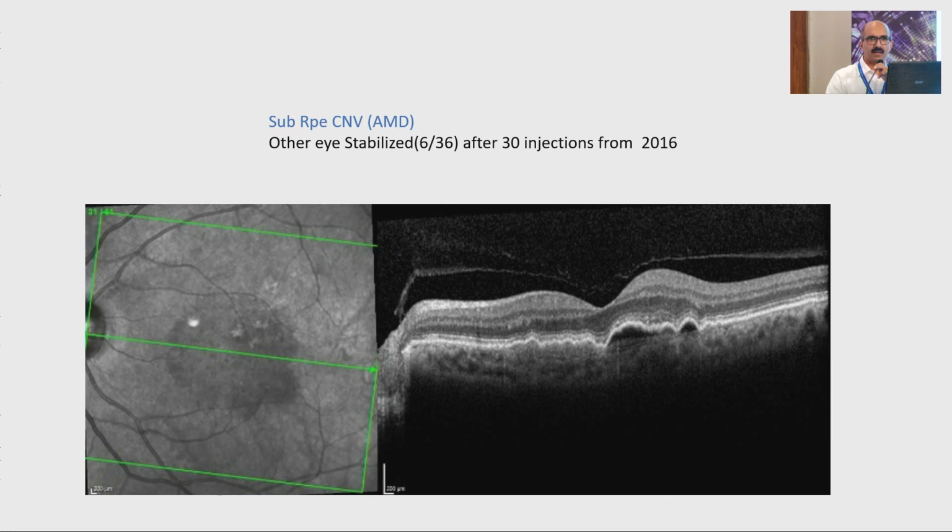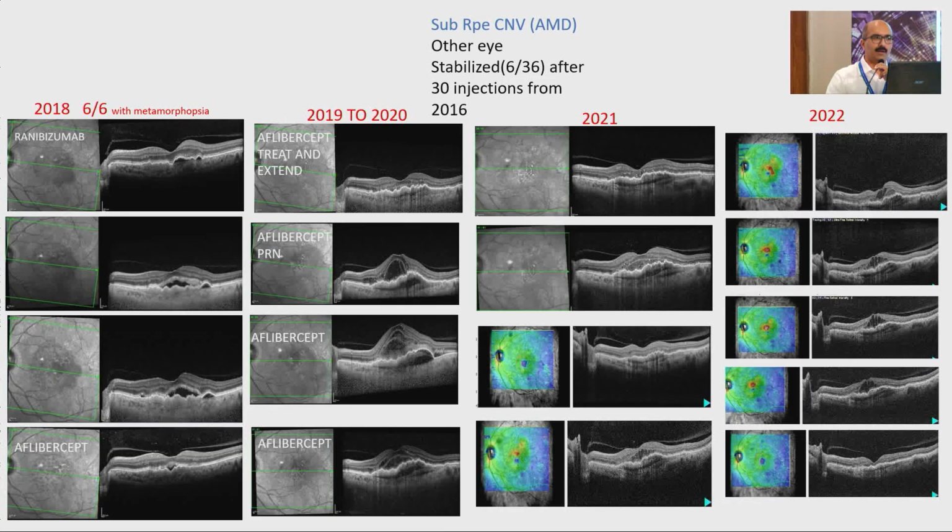So this is case number 2, where you have a CNVM of the left eye. Right eye, I gave almost 30 injections from 2016, and it is stabilized at 6/36 vision. Now, the patient and I know, yes, the left eye is going to get it at some time, and we caught it very early. 2018, 6/6 vision with metamorphopsia.